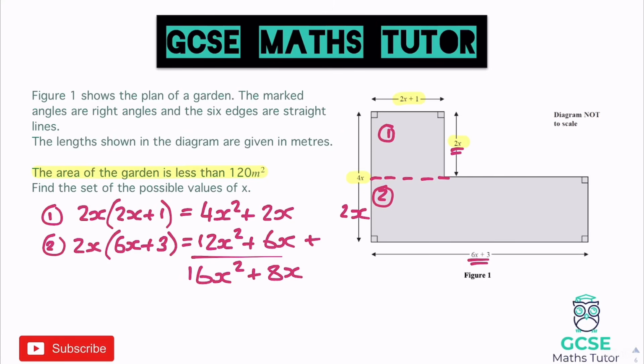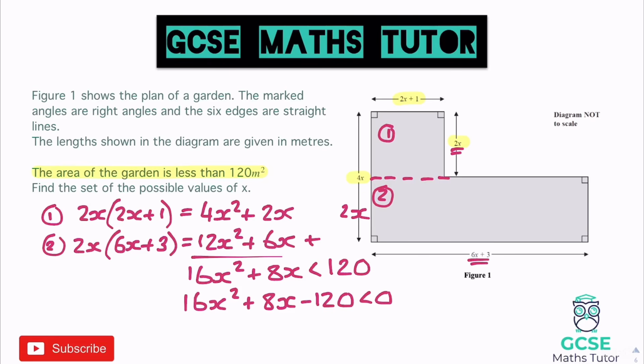So we can say that that total area there is less than 120. And obviously we want 0 on the right hand side there, so we'll move that 120 to the left. So if we do that, we get 16x squared plus 8x minus 120 is less than 0. Right, okay, so we want to think about how we can simplify this. Now let's just have a think. 8 is our smallest number there, 16 divides by 8, and 120 divides by 8 as well.